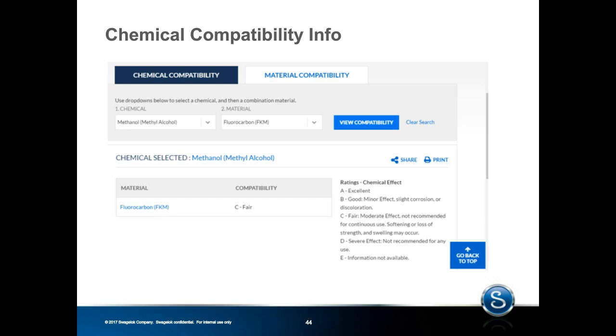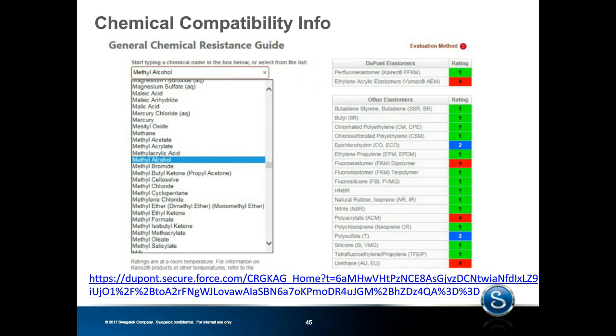Now let's look at another chemical resistance guide. Here's a chemical resistance guide that you can find from DuPont, which I use all the time. But let's look at the differences in the information that it provides. If I do the same thing and I select methanol or methyl alcohol as my system media, and we look at the table on the right, you'll notice for Fluoroelastomer, it breaks it down between 2 types.